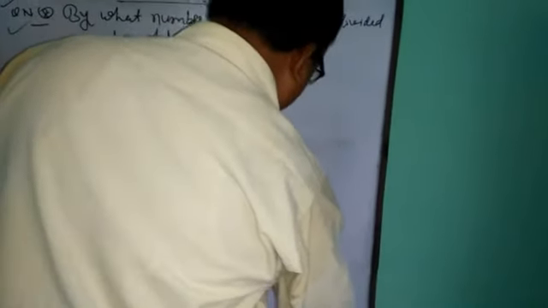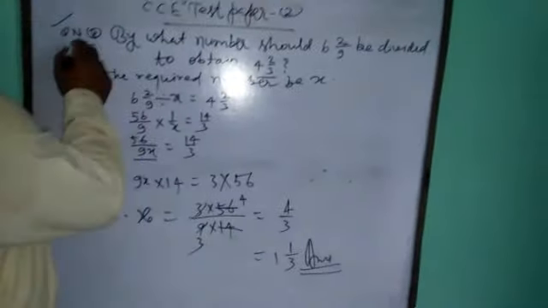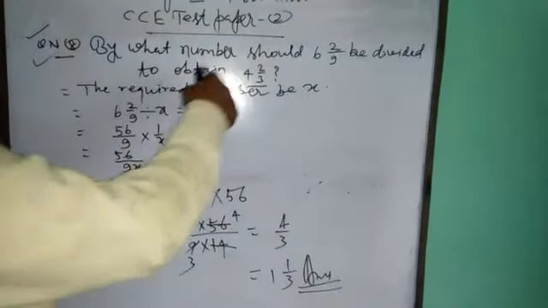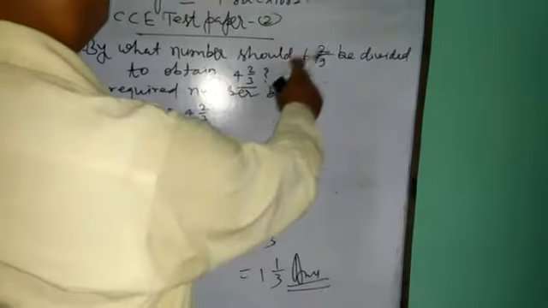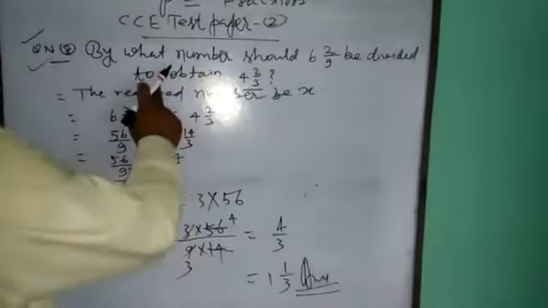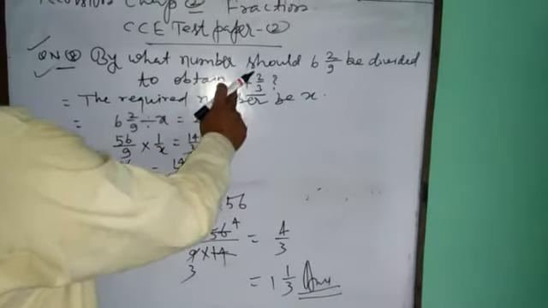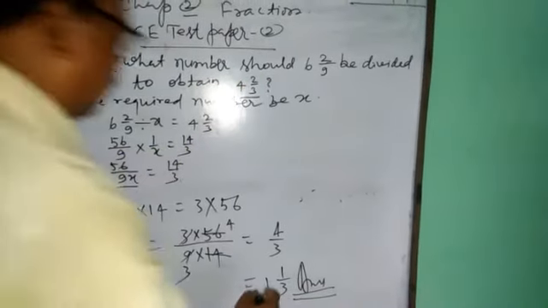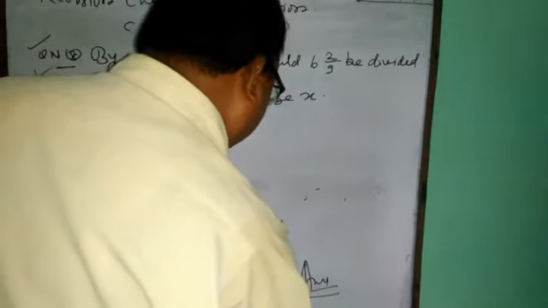Solution. That is the answer of question number 8. By what number should 6 whole 2 by 9 be divided to obtain 4 whole 2 by 3? So the solution is 1 whole 1 by 3.